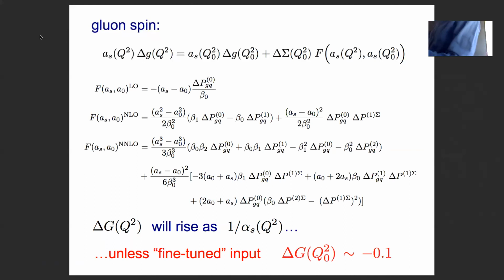Whereas in every other input, it will either diverge as 1 over alpha s or go to the negative 1 over alpha s. So that's kind of an interesting feature, and this value is always around this value. So every order you find values of this size. It can be minus 0.12 or so, but it's really very close.